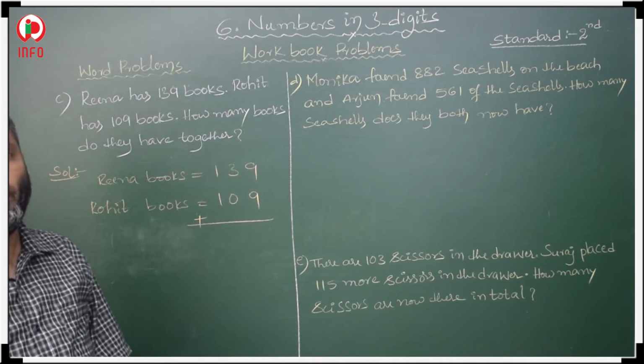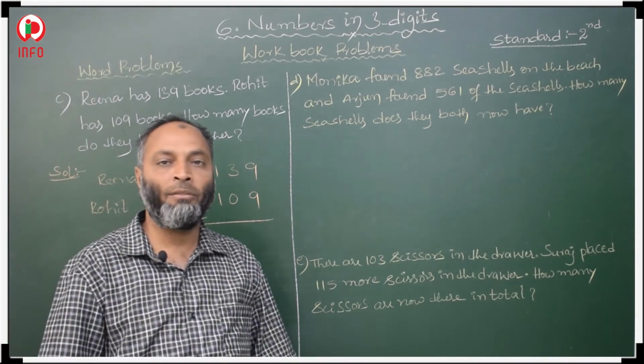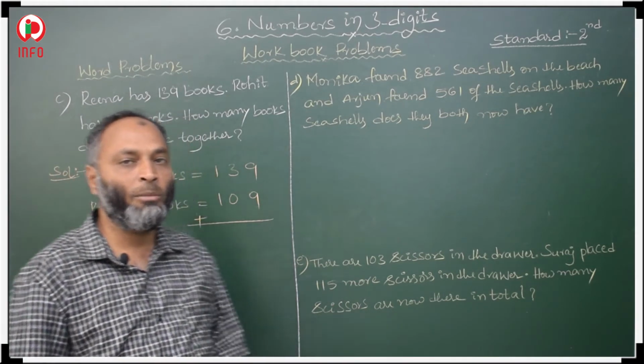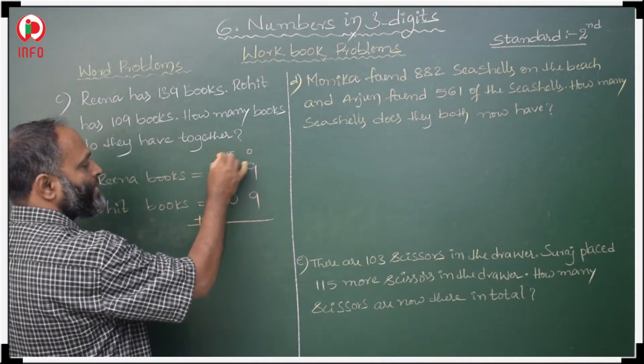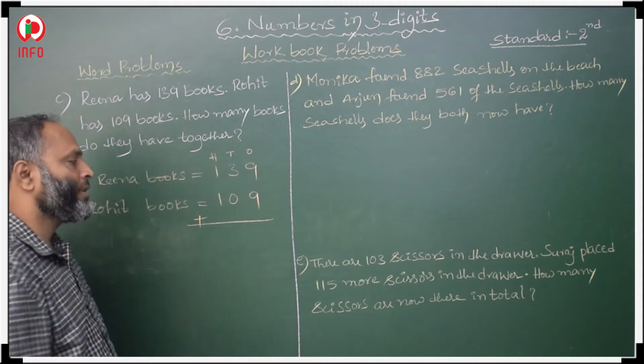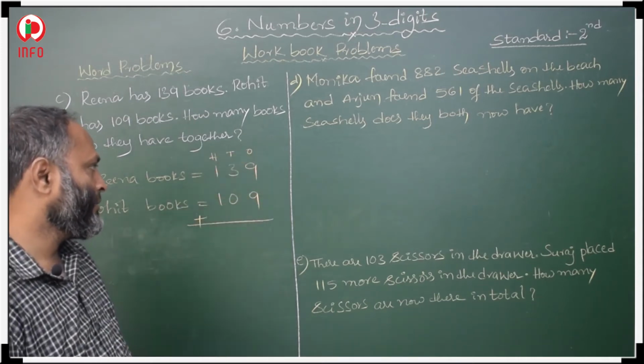Now after that, what we have to do? We have to add. So why are we adding? We have to find all the books together, how many books they have together. So this is ones place, tens place, and hundreds place. First we have to add the ones column.